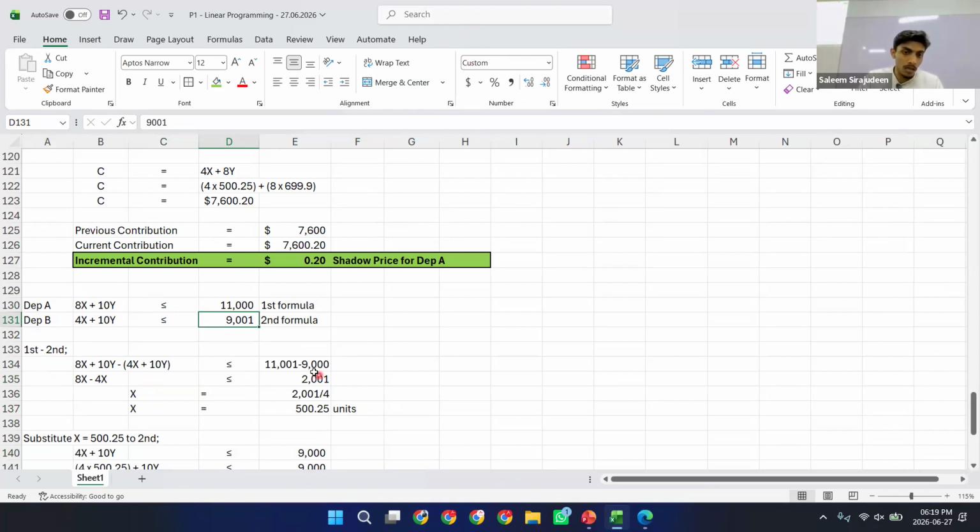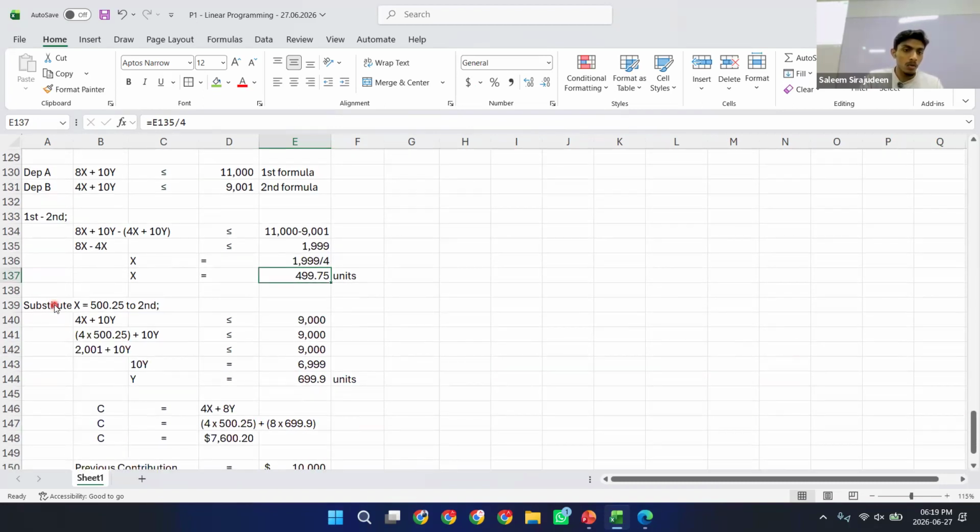So for x, okay, fine. So from 11,000 you have to deduct 9,001, correct? Then how much you will get? 11,000 minus 9,001, it is 1,999. So 1,999 divided by 4, it is 499.75 units. Substitute x equal 499.75 to second one. So if you do that, here it will be 9,001.